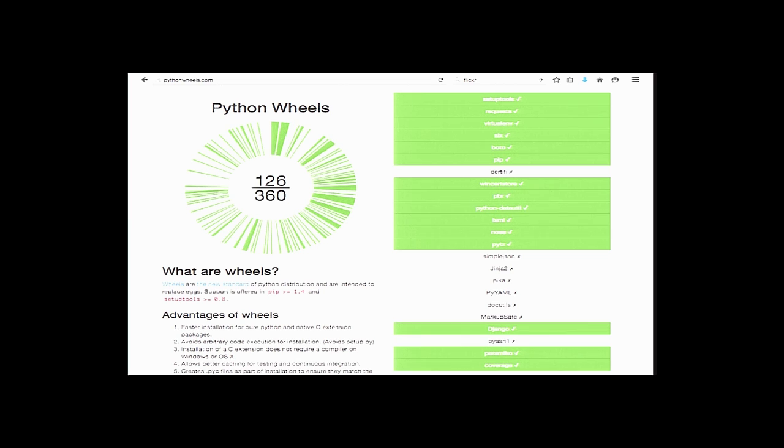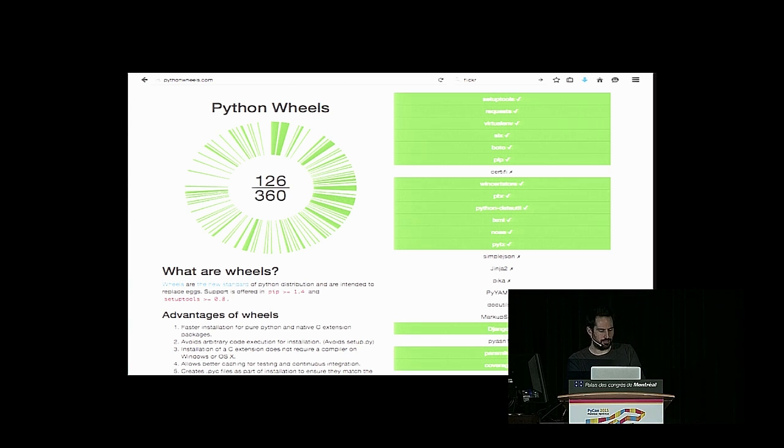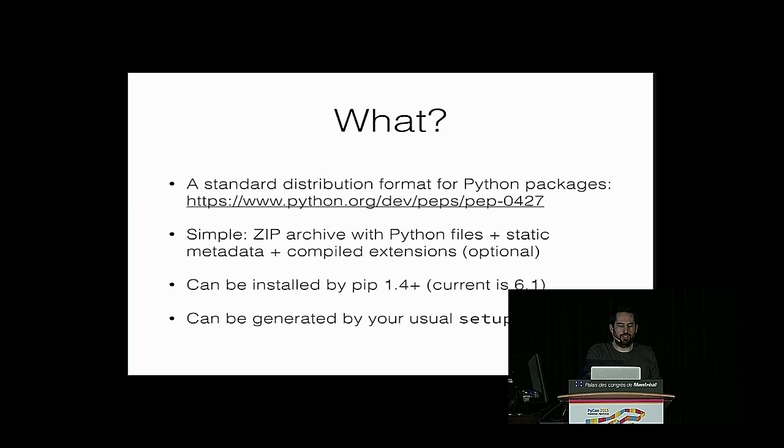So first, a short introduction to the wheel format. You might have heard about Python wheels. Here you see the homepage of a website called pythonwheels.com, which shows that nearly half of the top 360 Python projects have already started to publish wheel packages on PyPI. It's picking up steam, but what is it? It's a new standard distribution format for Python packages. It's documented: there is a specification, as a PEP, rather than just an implementation.